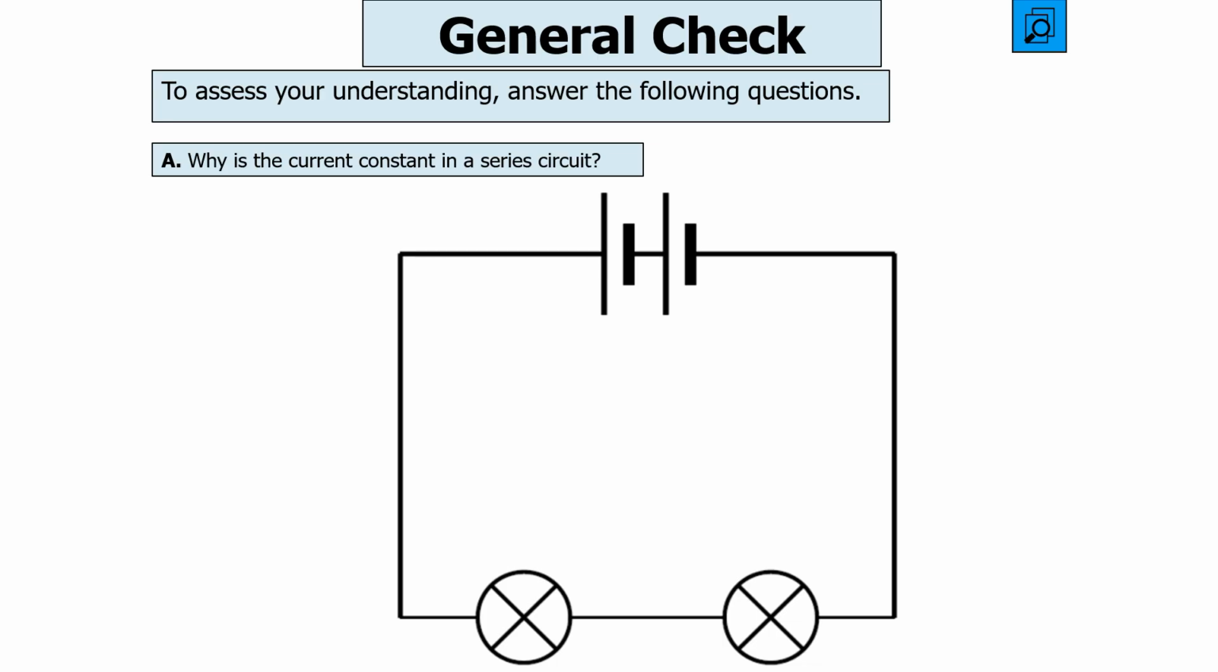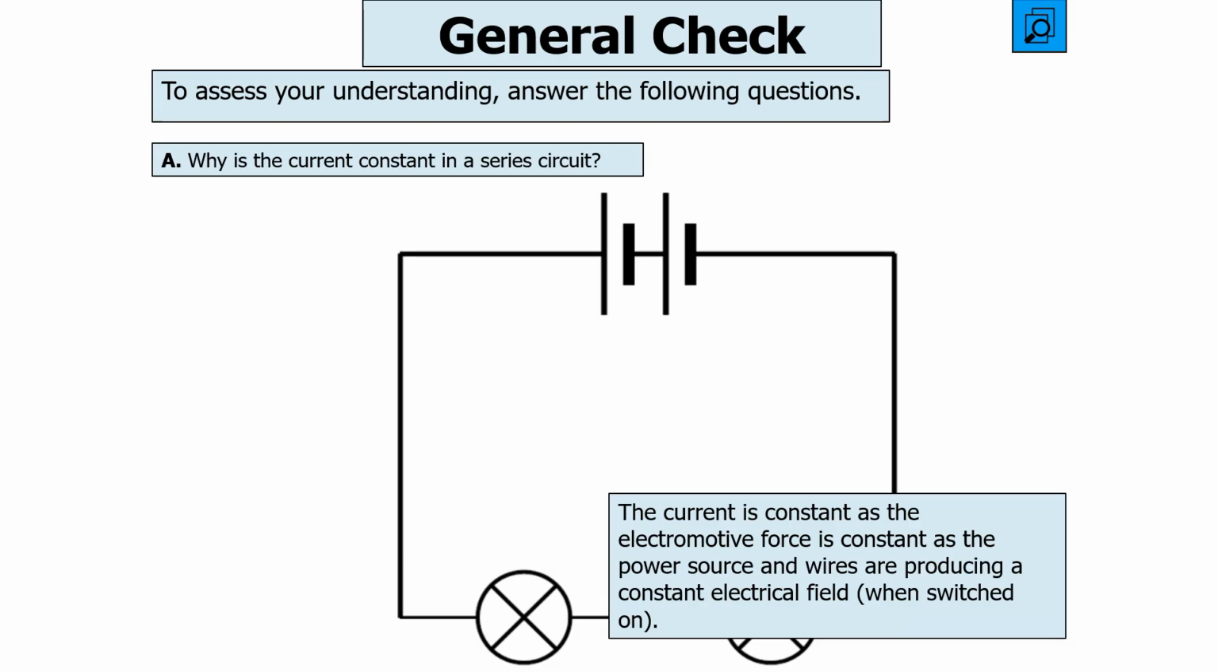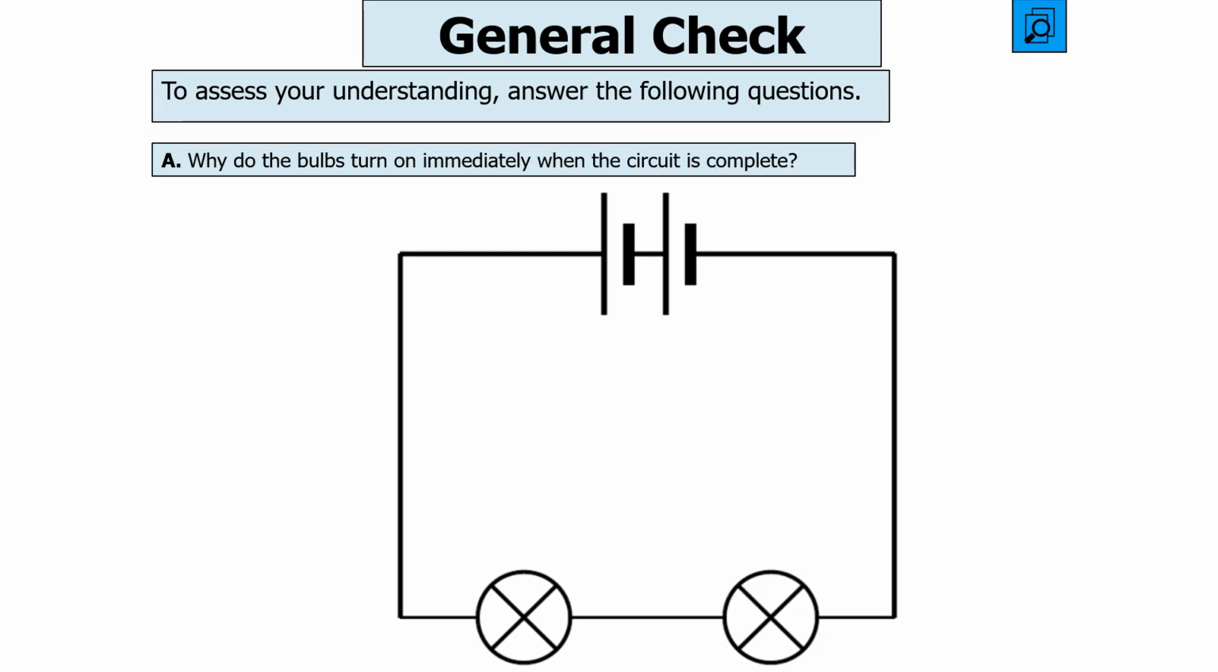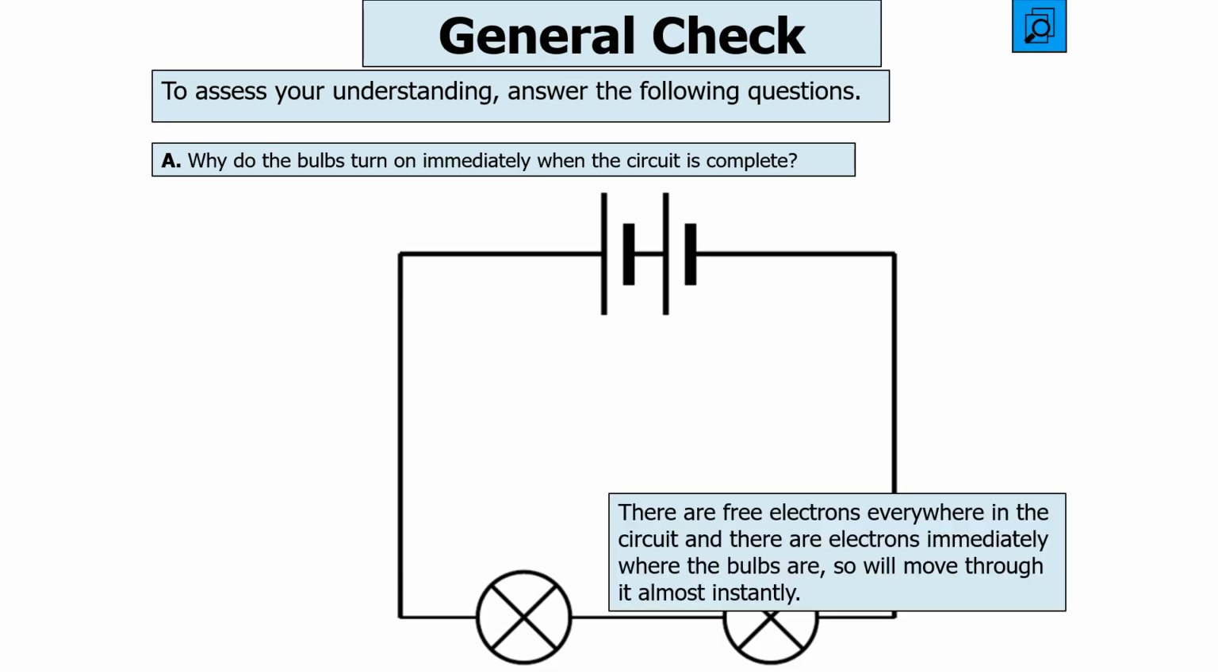The next question says, why is the current constant in a series circuit? Pause the video now, then unpause the video when you want to go through your answer. Right, the current is constant as the electromotive force in the circuit is constant, as the power source and wires are producing a constant electrical field when switched on. The next question says, why do bulbs turn on immediately when the circuit is complete? Pause the video now, then unpause the video when you want to go through your answer. Right, there are free electrons everywhere in the circuit and there are electrons immediately where the bulbs are. So they'll move through it almost instantly.